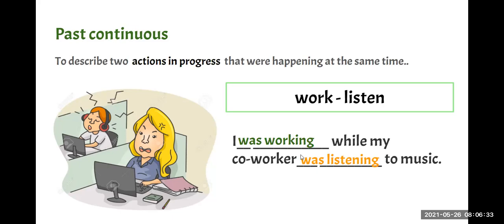Something that is important is this word, while. We generally use while when we are describing two actions that are happening at the same time. So very good. Let's move to the next one, the past perfect.